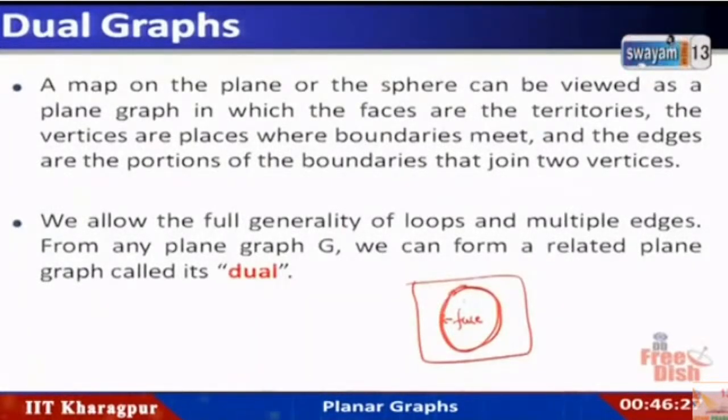The vertices are the places. We can define the boundary, and the vertices are the places where these boundaries meet, and the edges are the portions of the boundary that join the two vertices.